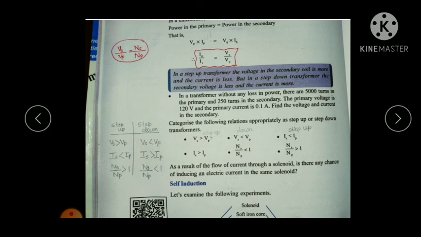Then after that we learned two equations. Vs by Vp is equal to Ns by Np. Then Ip by Is is equal to Vs by Vp, where Vs is the voltage of the secondary coil and Vp is the voltage of the primary coil. Ns is the number of turns in the secondary coil and Np is the number of turns in the primary coil. Then what is Ip? Current in the primary coil is called Ip and current in the secondary coil is called Is.